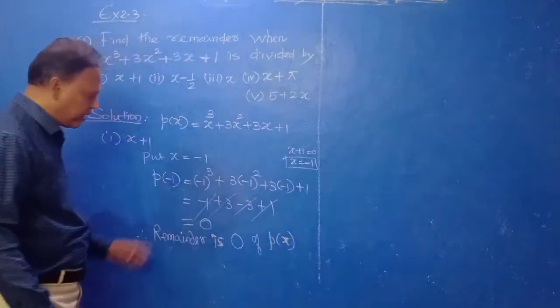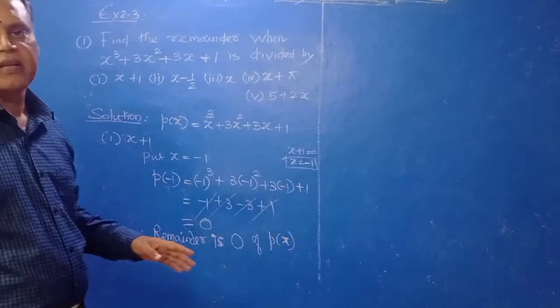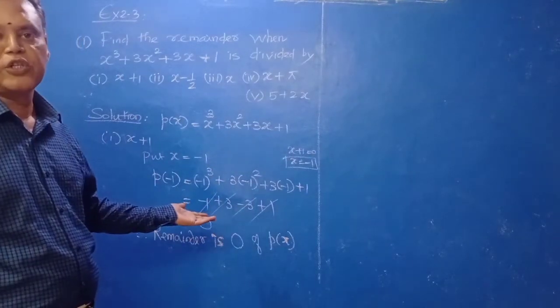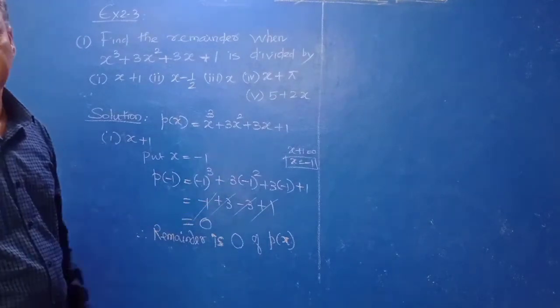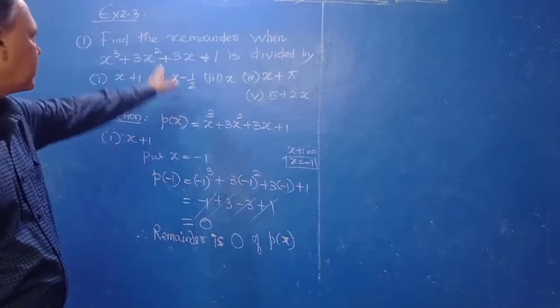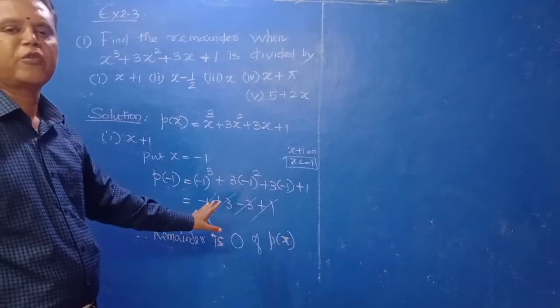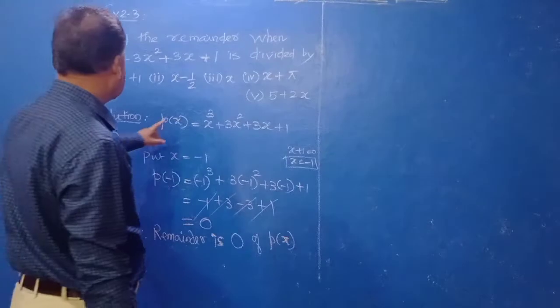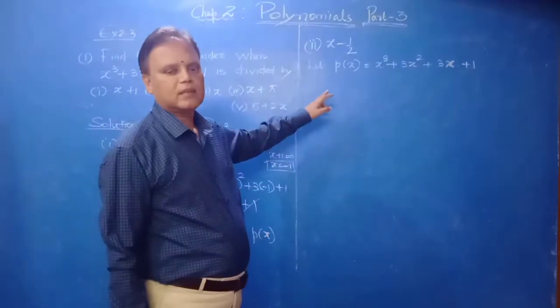Okay. So the next topic is the remainder and factor theorem. In the factor theorem, I will teach what will happen when the remainder is 0. Now we find only the remainder because the problem asked only for the remainder. So the remainder is 0. Okay. Next, the second problem.